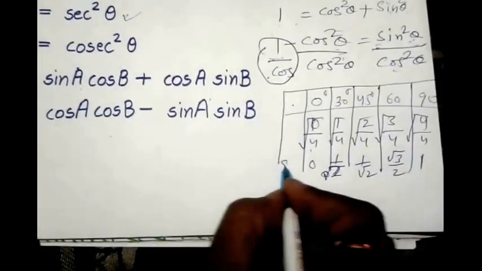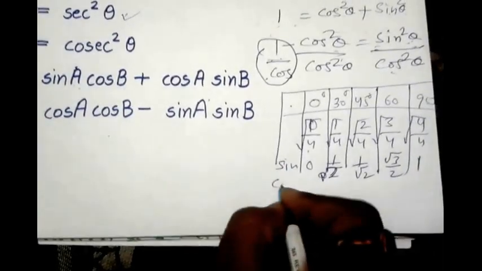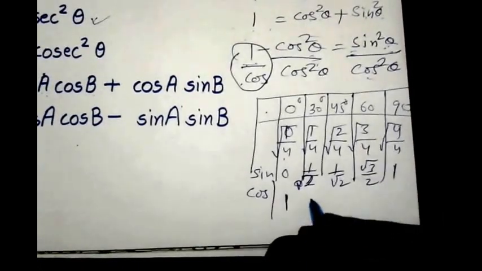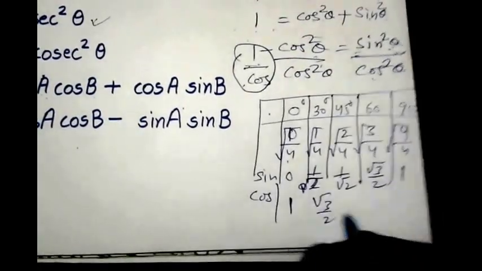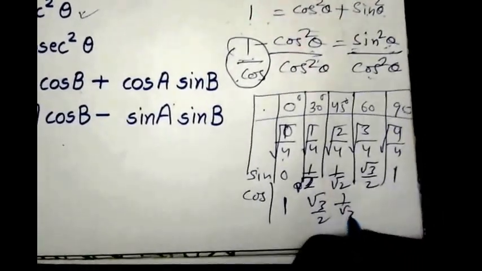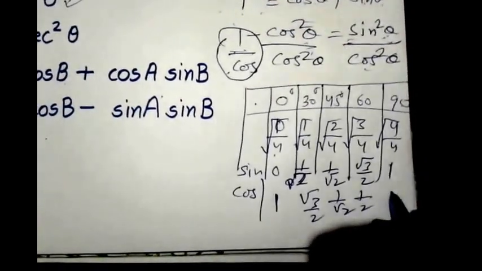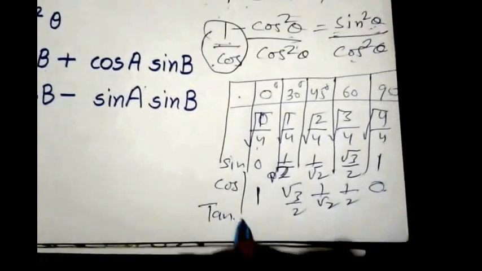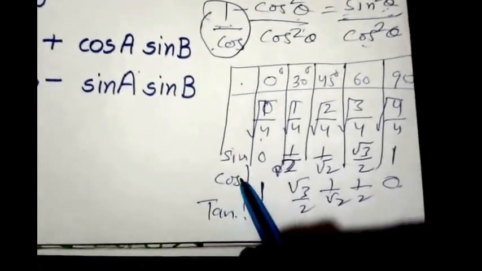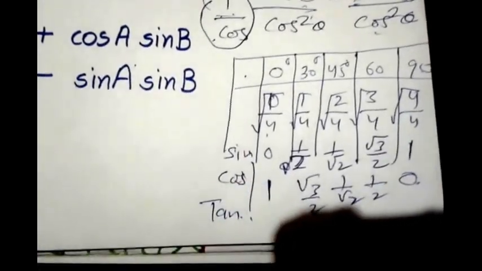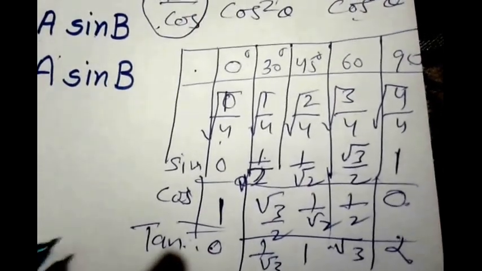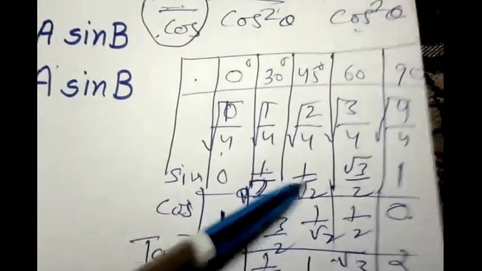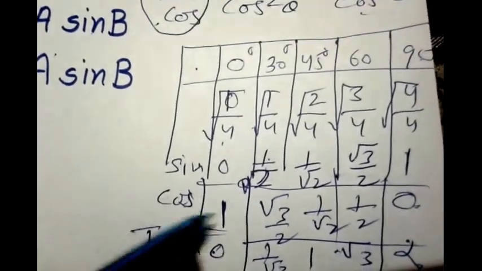So that was the line for sine. In the same way, you should know how to make the cos values by reversing this: 1, root 3 by 2, 1 upon root 2, 1 upon 2, and then 0. The same way you can calculate the tan values, by dividing sine theta values by cos theta values. So now I have the values of sine and cos for 0, 30, 45, 60 and 90.